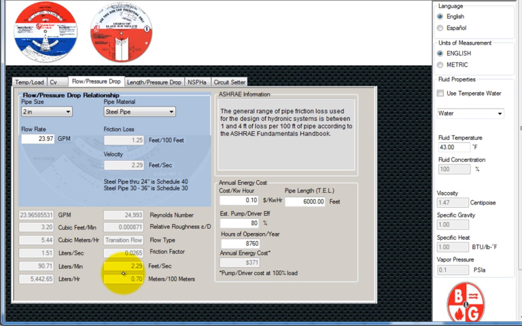So let's see what else they show you: the Reynolds number, the relative roughness. Let's say I change it to copper. You can see the relative roughness goes way down, doesn't it? Type of flow, it's transitional flow. Think about that Moody diagram. It's not fully developed. It's definitely not laminar. It's a function of friction factor and Reynolds number.